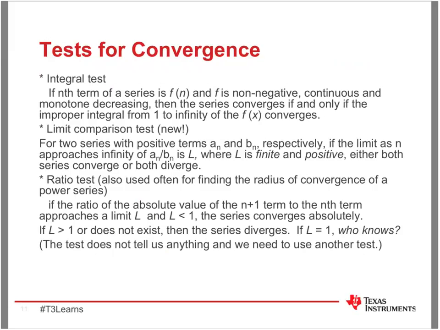Some other tests for convergence that are tested on in the AP exam is the integral test. And that relates a series to an improper integral. So your nth term of a series, if you can think of that as a function of that index n, and f is non-negative, continuous, and monotone decreasing, then it's tied very closely to the improper integral in the sense that the series of those terms is going to converge if and only if that improper integral from 1 to infinity of that function converges.